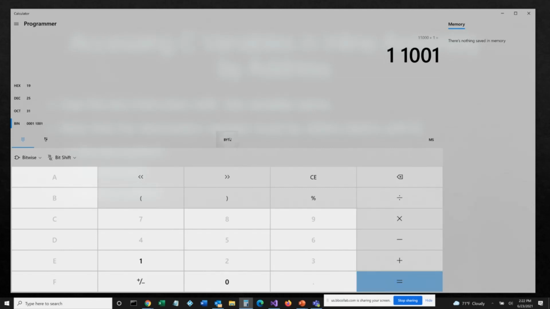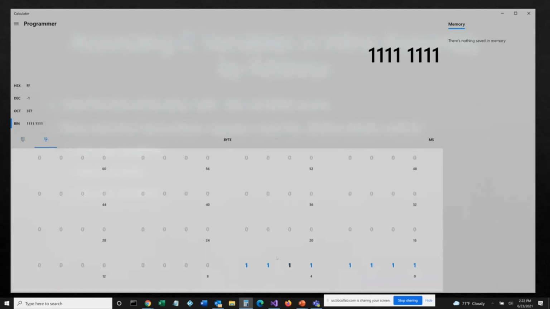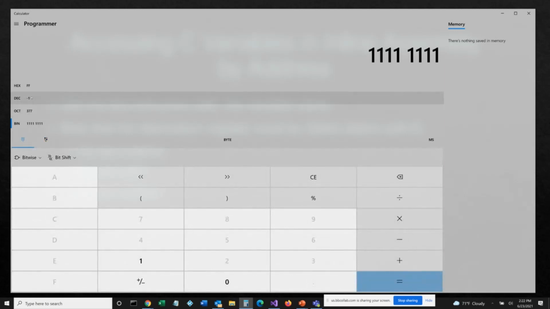But now I've got a byte here. I'm only allowed to have 8 bits. So what happens when I run out of bits? Let's enter 8 bits. If we switch back and forth here, you see that those bits are all set to 1. Now it's telling me that value is -1 in decimal. But like I said, that is a signed value, and an unsigned value in that case would actually be 255.